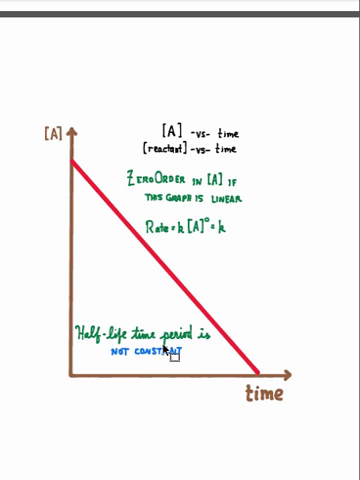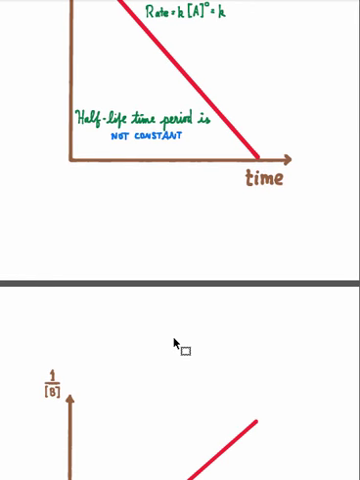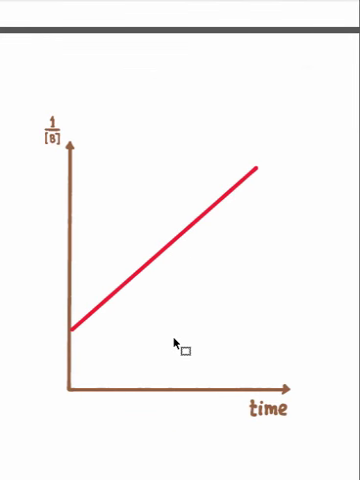You can look up the equations for half-life. They're given to you on the exam. But the key here is the half-life is not constant. The half-life, the time it takes for half of A to decay away into something else, depends on the initial concentration. That's an interesting thing. The half-life changes.